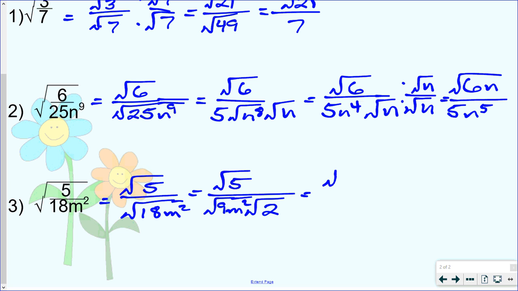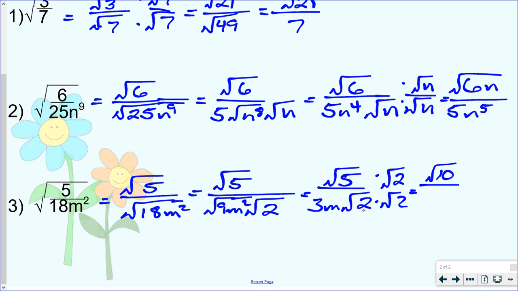So now I have the square root of 5 over the square root of 9, which is 3. The square root of m squared is m, times the square root of 2. I need to get rid of the square root of 2 down here. So I'm going to multiply the numerator and denominator by the square root of 2. So in the numerator, I have the square root of 10 over, this will turn into 2, right? The square root of 2 times the square root of 2 is 2. Multiply 2 times 3m, and you get 6m.